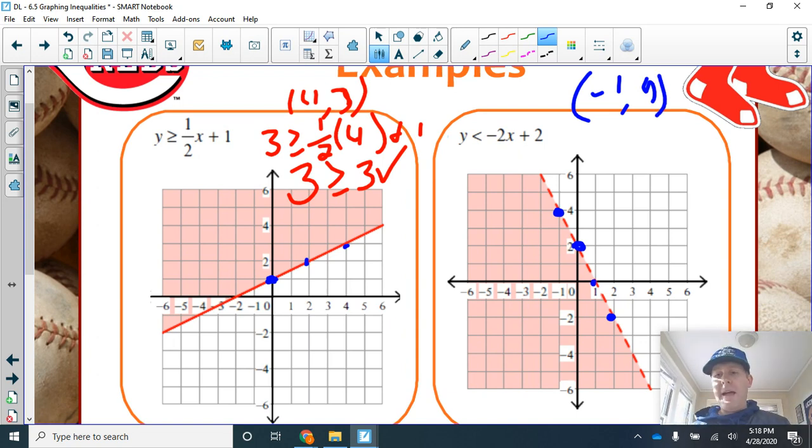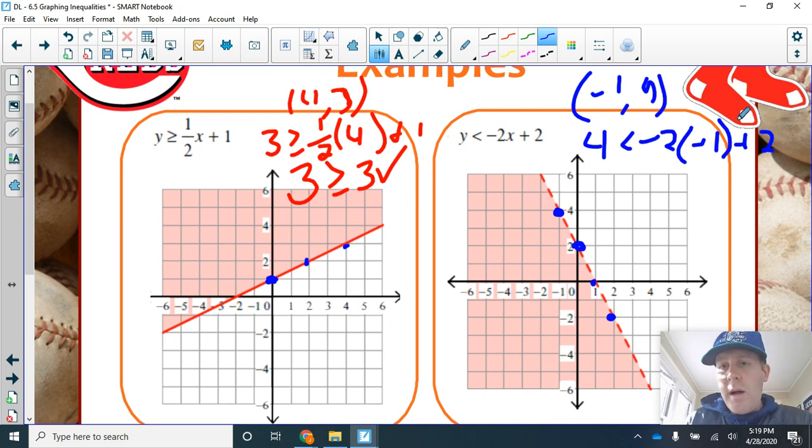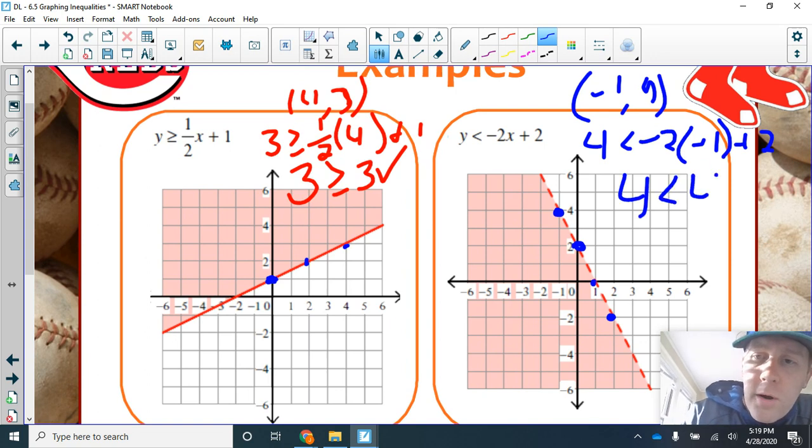Okay, and plug that into my inequality. And see, is 4 less than -2 times -1 plus 2? Well, -2 times -1 is 2. 2 plus 2 is 4. Is 4 greater than 4? It's not. Or sorry, is 4 less than 4? No, it's not. So that point is not a solution. Again, that's why we draw a dashed line like that.